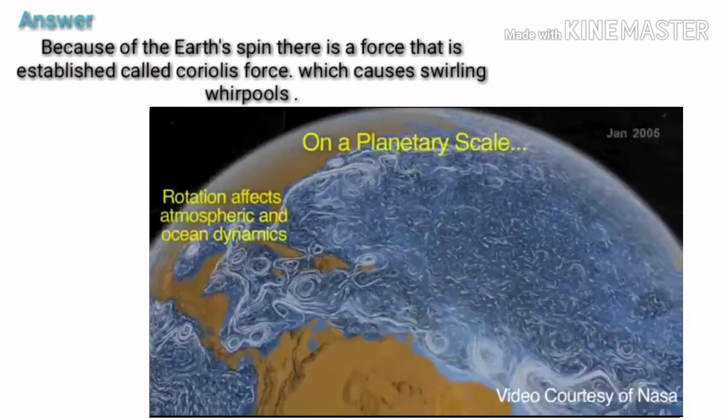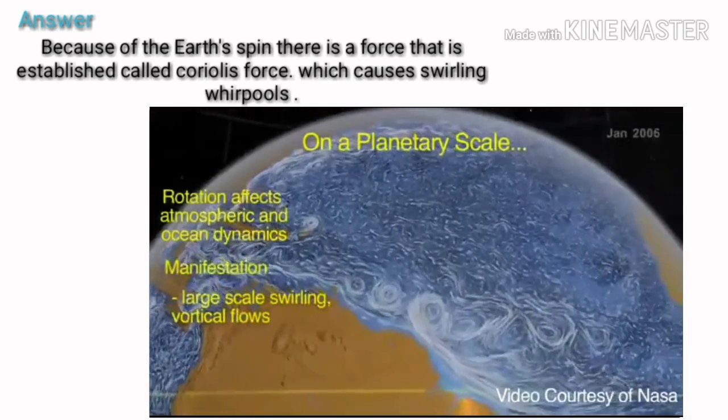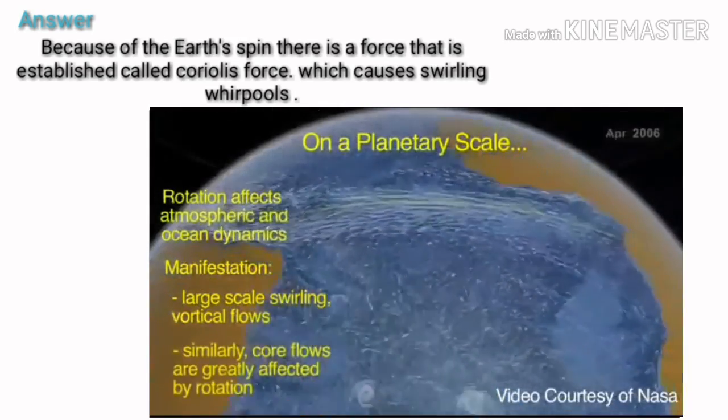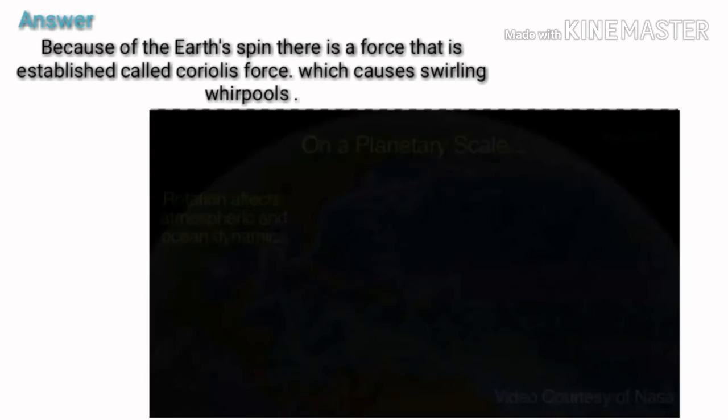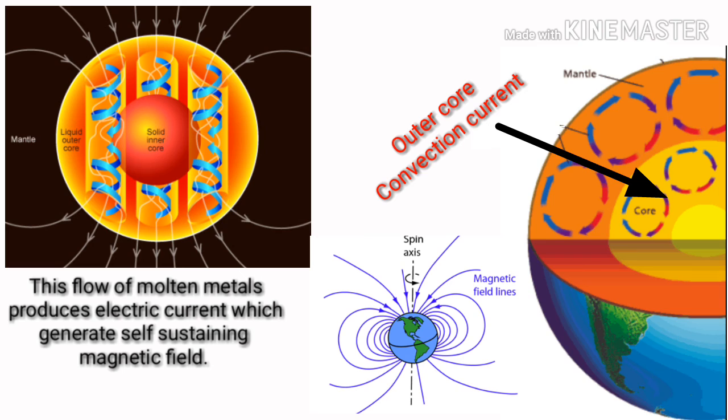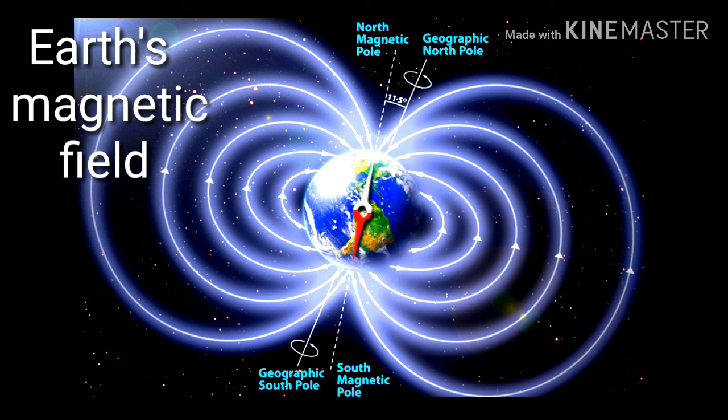Because of Earth's spin, there is a force called the Coriolis force, which causes swirling whirlpools here too. Similarly, core flows are also greatly affected by rotation. The inner core is super rotating in an easterly direction and the outer core is flowing much slower in a westerly direction. This flow of molten metal produces electric current which generates a self-sustaining magnetic field. And as a result of the Coriolis force, all these combined effects add up to produce one big magnetic field engulfing the Earth, aligned in one direction.